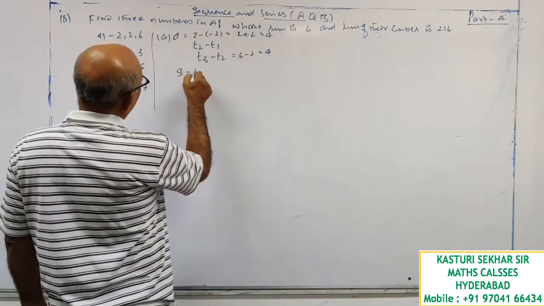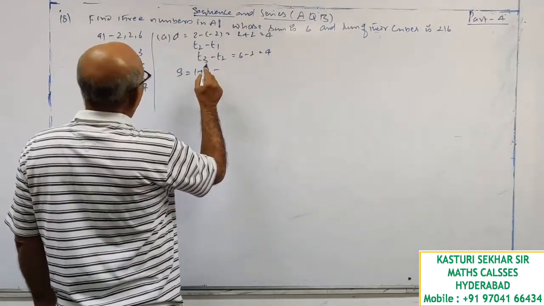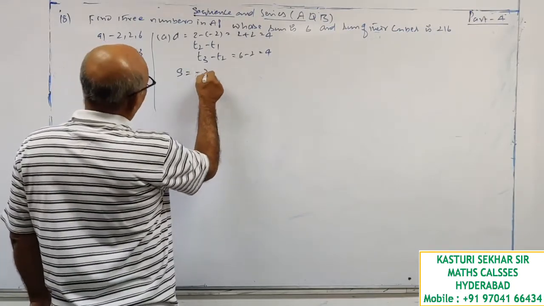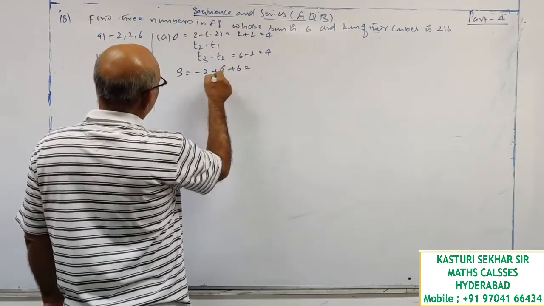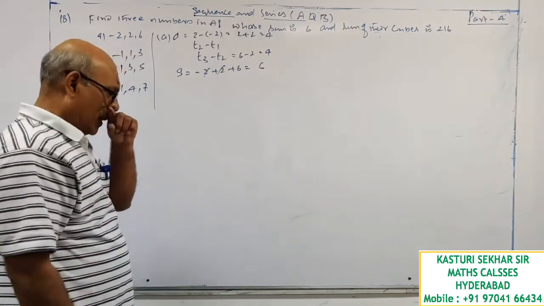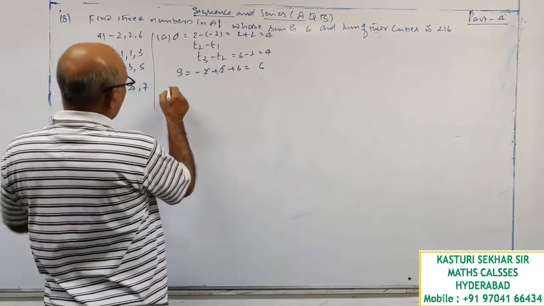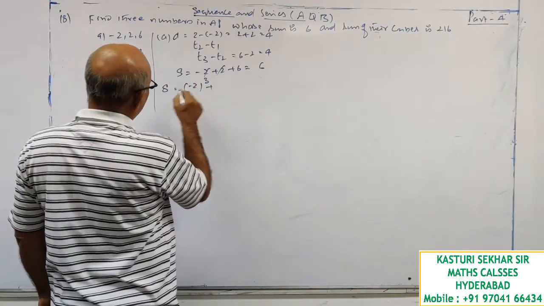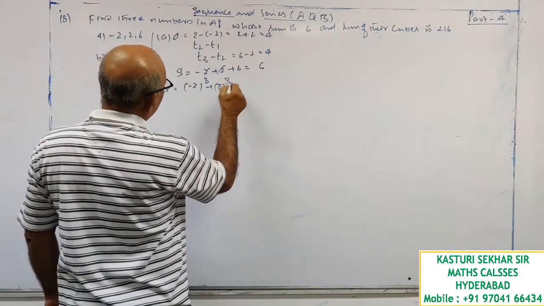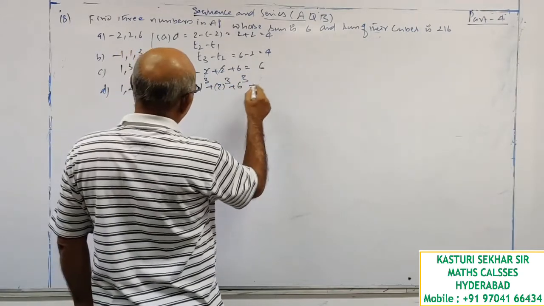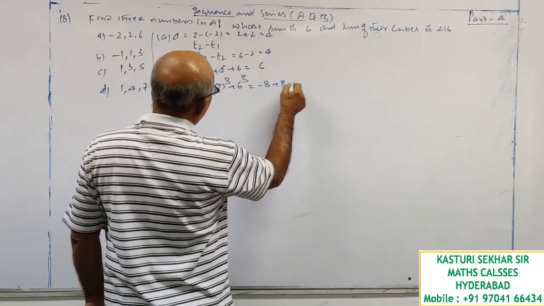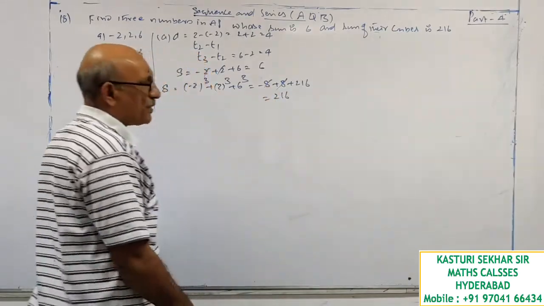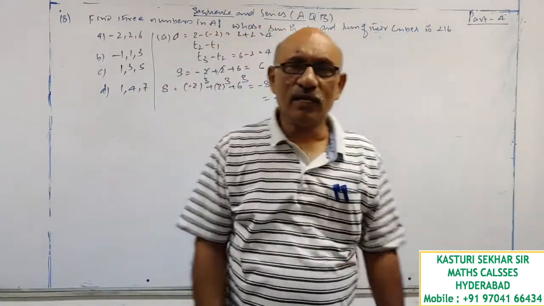Second one, the sum S is equal to 6, it is given. Minus 2 plus 2 plus 6, 6 is the answer. And the sum of their cubes: minus 2 whole cube, 2 cube plus 6 cube, minus 8 plus 8 plus 216. This is 216. Option A satisfied all the conditions.